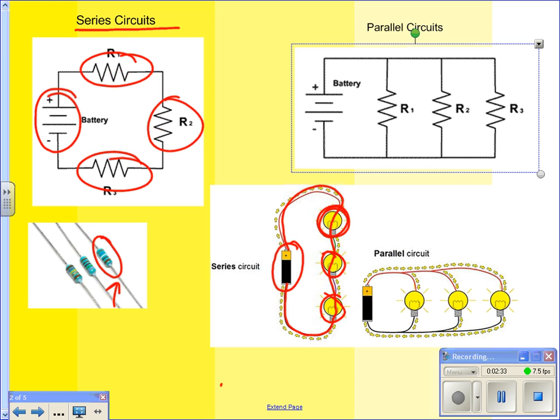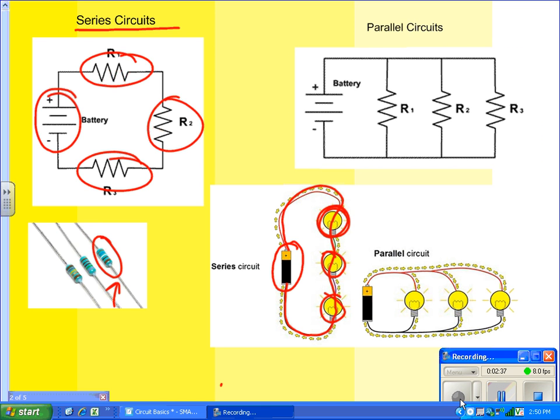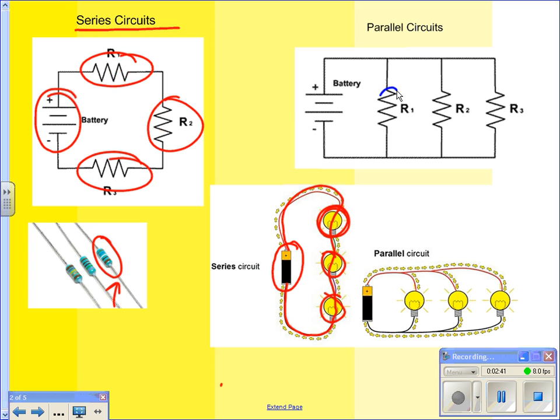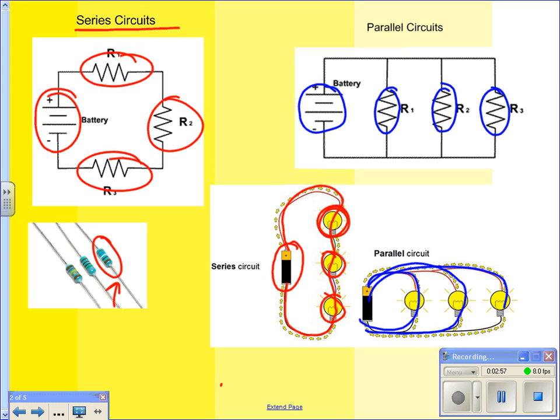Parallel circuits are called parallel for obvious reasons, because the resistive elements in this type of circuit are wired so that when we draw the circuit they are parallel to one another. And again, here's our battery. So this one's a little bit different, right? Electric current could come through here and take this branch, or it could go through here and take that branch, or it could go through here and take that branch. So there's multiple branches in a parallel circuit where there's just one in a series circuit.